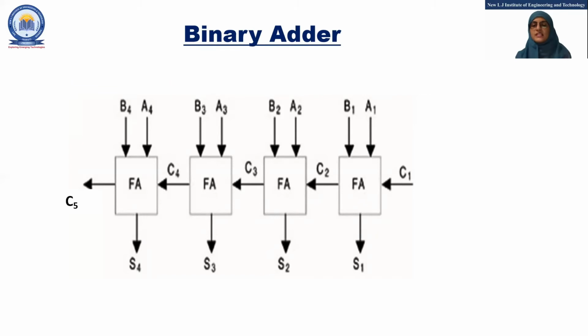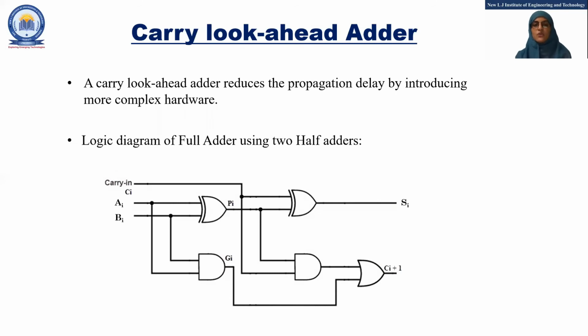To remove this disadvantage and to reduce the delay, we will use the carry look ahead adder. This carry look ahead adder reduces the propagation delay by introducing more complex hardware. Here in the carry look ahead adder, we will generate all the carries in advance. So let's learn about the whole process. How can we generate these carries in advance, which means we will generate C2, C3 and C4 in advance to reduce the propagation delay.